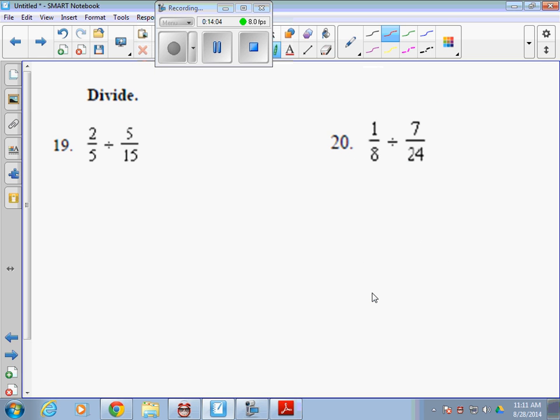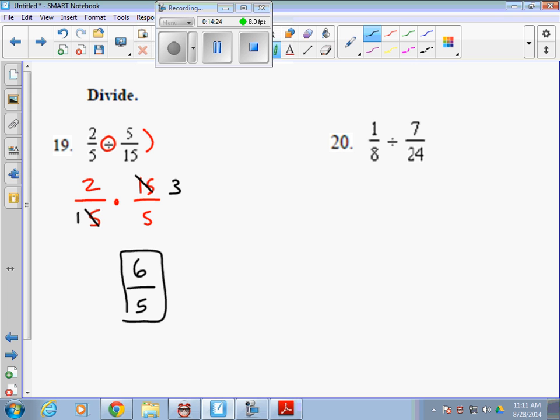Number 19 says to divide 2 over 5 divided by, remember, division becomes multiplication, and use the reciprocal, 15 over 5. You can cross cancel here. It might make it a little bit easier. 5 goes into itself once, and it goes into 15 3 times. 2 times 3 is 6. 1 times 5 is 5. Simplified version is 6 over 5, which, remember, is the same as 1 1/5 or 1.2.